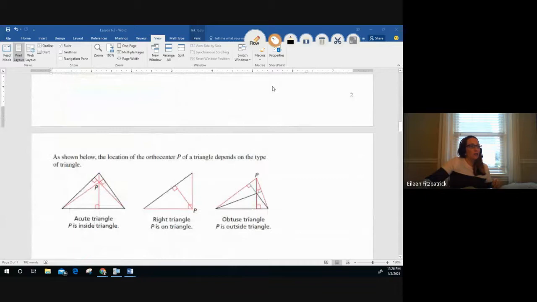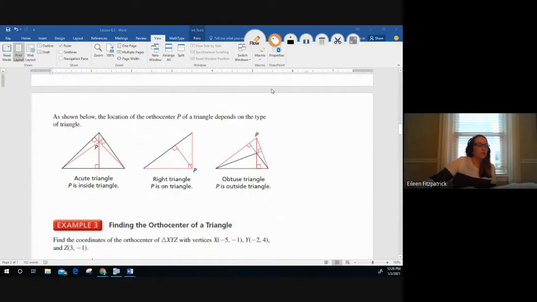As shown below, the location of the orthocenter depends on the type of triangle. If you have an acute triangle, the altitudes are all going to intersect inside the triangle. If you have a right triangle, it's going to intersect on the triangle, at the right angle. And if you have an obtuse triangle, they're going to intersect outside of the triangle. The black triangle is the given triangle, which is obtuse. The red lines are your altitudes, and they're intersecting up here.